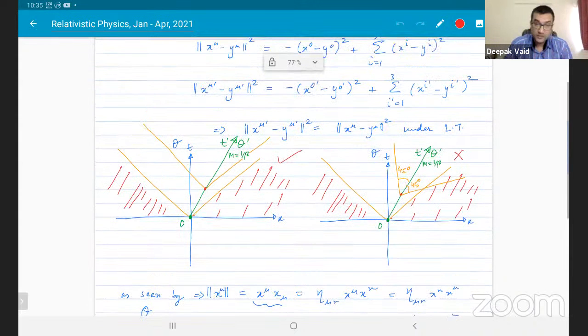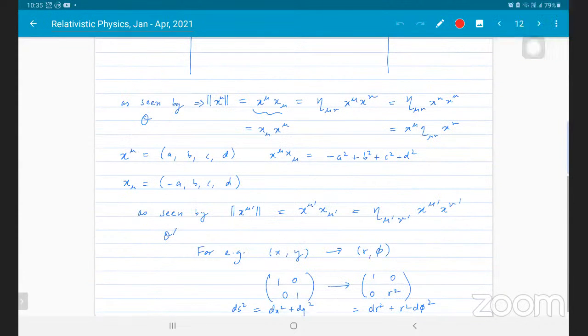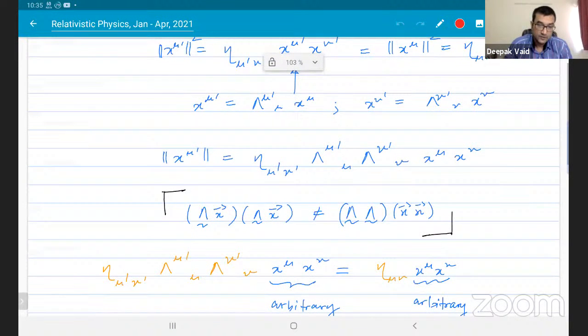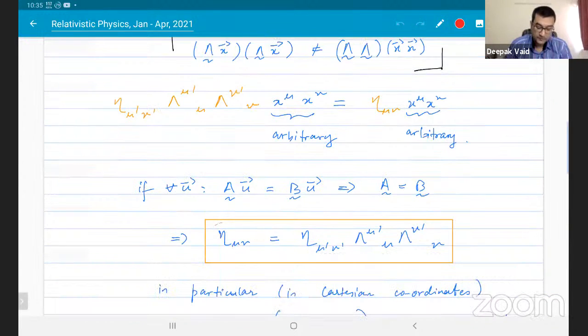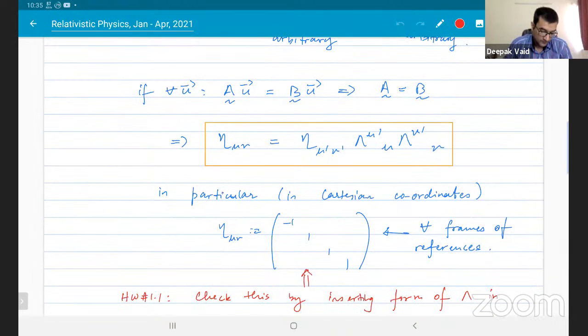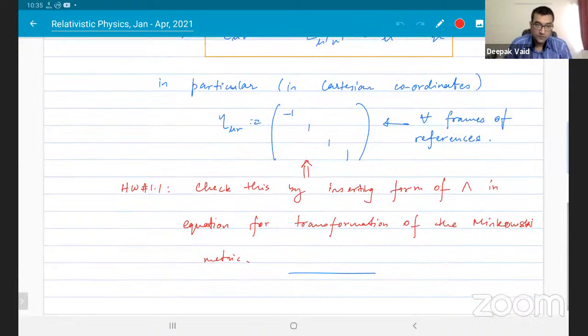And the fact that this space-time interval is invariant places a restriction on the form of the Lorentz transformation matrices. What is that restriction? That restriction is given by this expression. It basically says that when you have this Lorentz transformation, the metric remains unchanged under the effect of the Lorentz transformation. So again, I've given this to you as a homework problem, and I hope that at least some of you have attempted it.